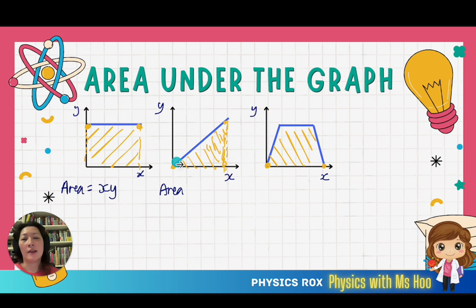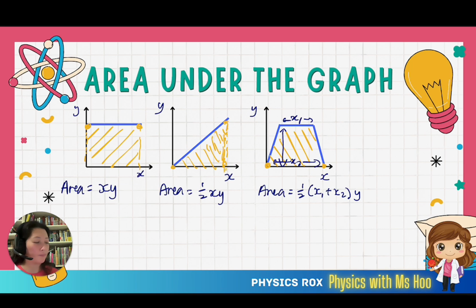The base is x, the height is y. So I'm going to write here half xy. Whereas for the trapezium, you can use the area for the trapezium, which is half, let's say, x1 plus x2, if say this was the length of x1 and say this is x2, and then multiply it with the height, let's say this is y.